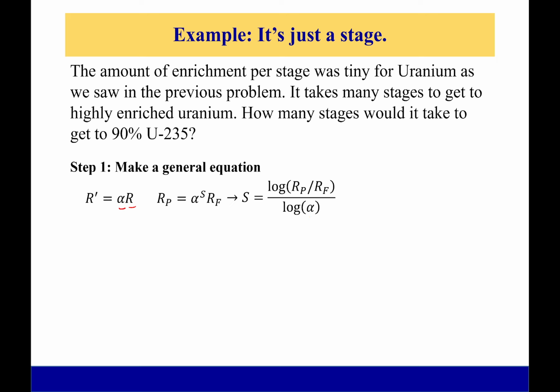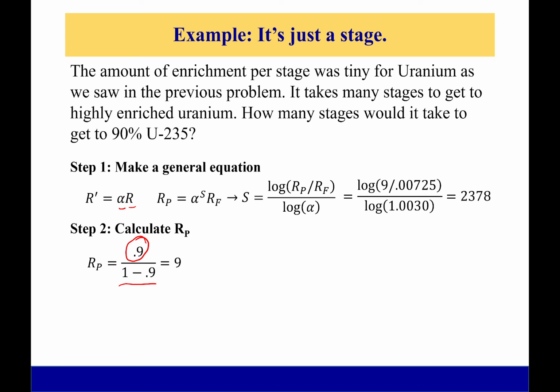So this is looking pretty good so far. But I do need to figure out what my relative abundance would be when I have that 90% enriched uranium. This is not a crazy one to do. It's simply saying that now I have 90% U-235. That goes on the top just like last time. And what's left? Well, 1 minus 0.9, so only 0.1, or 10%, is U-238 at the end, which gives me a relative abundance of 9 at the end versus the beginning. With that, I can just plug everything in. What I find out is it would take roughly 2,400 stages to get there.